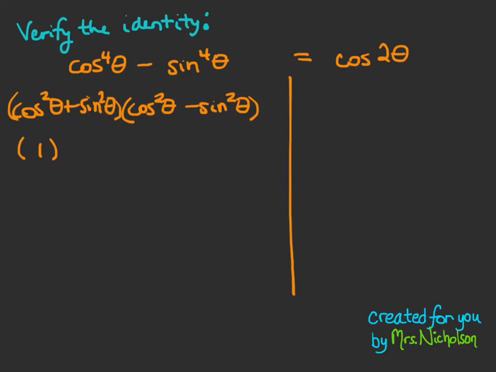And then I have cosine squared minus sine squared, which, if you look at your double angle identities for cosine 2 theta, happens to be one of the representations of that identity. This is equal to cosine 2 theta. And so we have verified that identity.